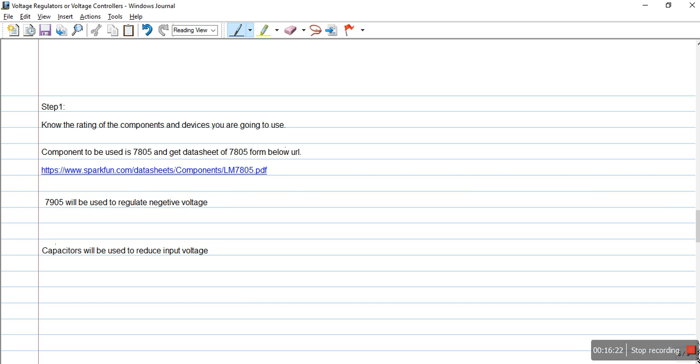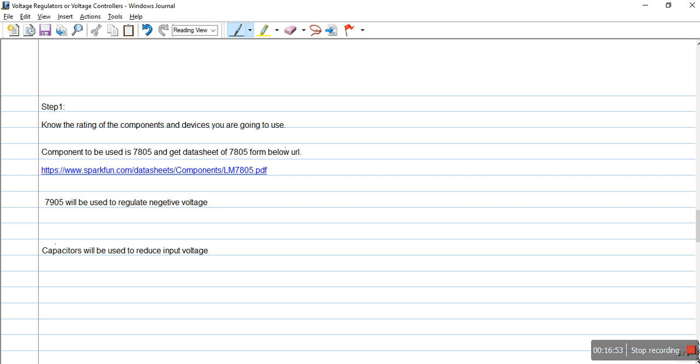Step 1, just gather your requirements, what all things you need. You will require 7805 and 7905. Why 7805? You need to regulate 5 volt positive, and you need to regulate 5 volt negative, so you require 7905. Use the below URL to get the data sheet of both the ICs.